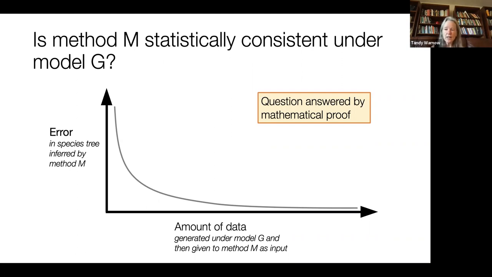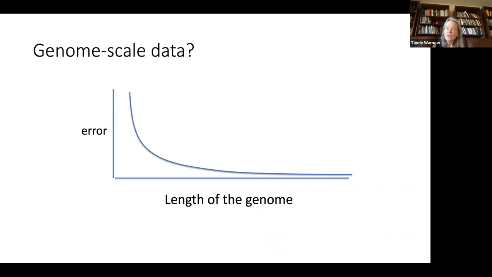And under the Jukes-Cantor model, there are many methods that are statistically consistent, including distance-based methods like neighbor joining, including maximum likelihood. So statistical consistency is feasible even under complex models like the generalized time reversible model. I just want you to remember statistical consistency is an important concept, and it very much influences the choice of method among biologists. So it's well understood that individual genes don't have enough information in them to give you a good tree on a large data set.